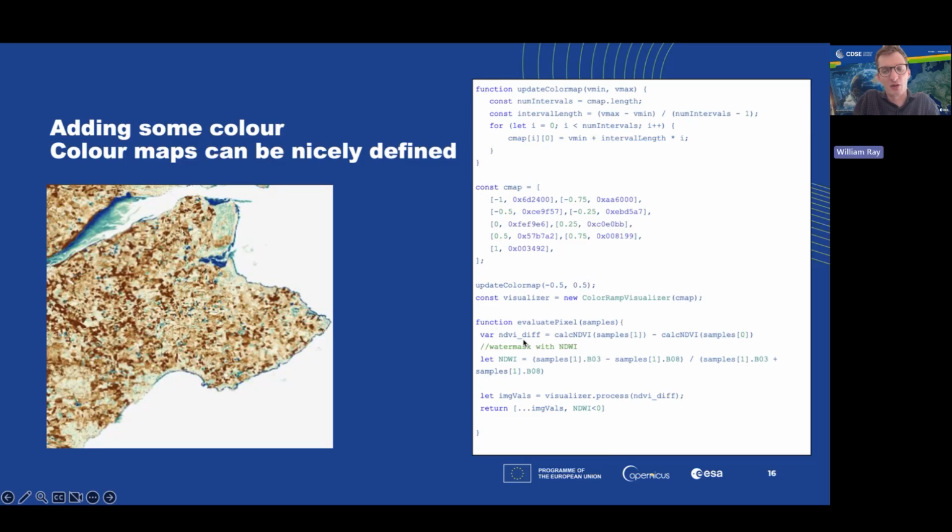And then you can actually calculate your NDVI difference again here, like we did previously. We have a watermask again with NDWI. And then our return is actually the image vals, which is generated as the visualizer on the NDVI difference. And then we return back the image vals. And then our data mask is if NDVI is below 0. And this then returns back this example here. So we can actually visualize the difference a little bit better this time.